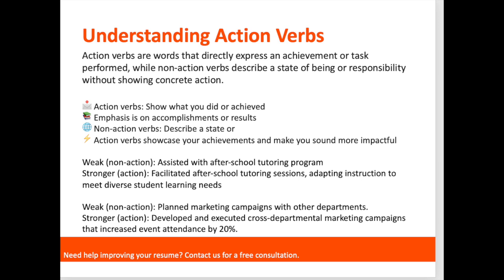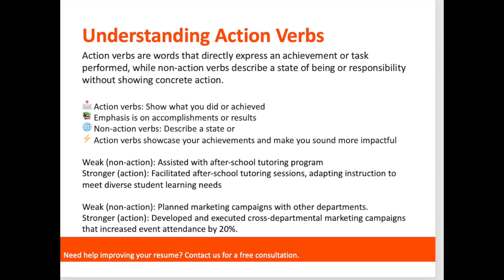Here's another example, planned marketing campaigns with other departments. Again, this is very vague. It doesn't show results. It doesn't show what the planning actually involved. It doesn't really tell us much about what you were doing in this position. But if you were to rewrite it as developed and executed cross-departmental marketing campaigns that increased event attendance by 20%, now you're showing action and measurable outcomes.